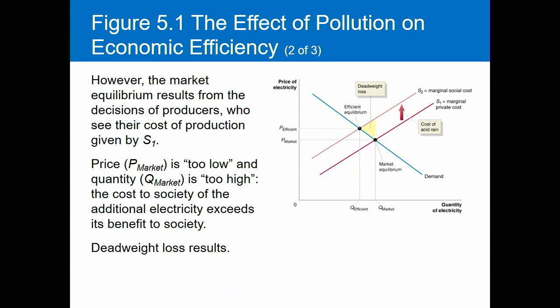That's because society has the additional cost and the producers aren't taking it into account. And we end up with this deadweight loss, this yellow triangle right here, of these extra transactions, this extra electricity being produced and sold, greater than what is efficient. Because we're producing too much, we're causing these additional costs to society, without taking into account the externality.